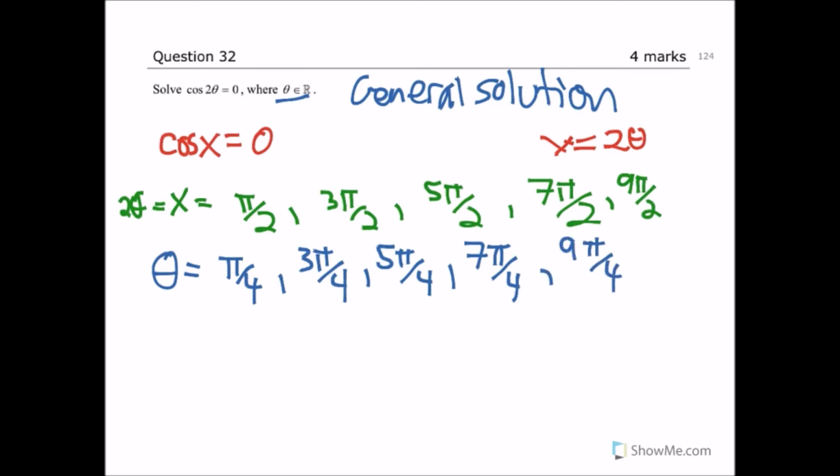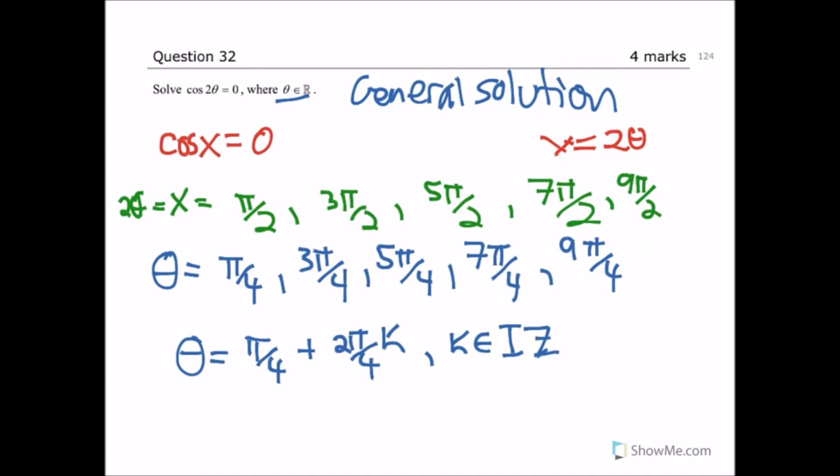So it's increasing by, so it's theta. The general solution is you can start at pi by 4, and you can add 2 pi by 4 k, where k is an element of the integers. Some people use I for integers, or Z. I'll write both of those there because it could be either.